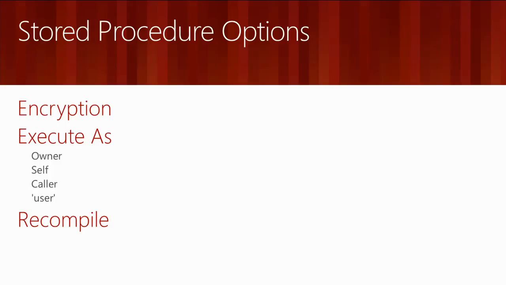SELF is the person who's issuing the CREATE or ALTER statement on that stored procedure. CALLER is whomever is saying EXECUTE and then the name of the stored procedure. So that's the difference between those two. SELF, whomever executed the CREATE or ALTER statement. CALLER, whoever's executing the stored procedure.